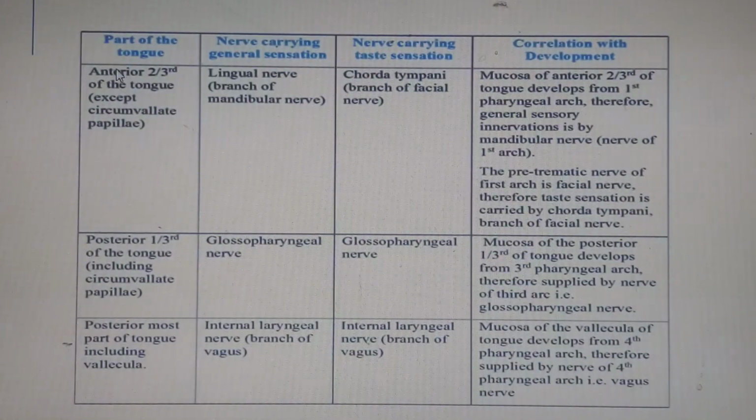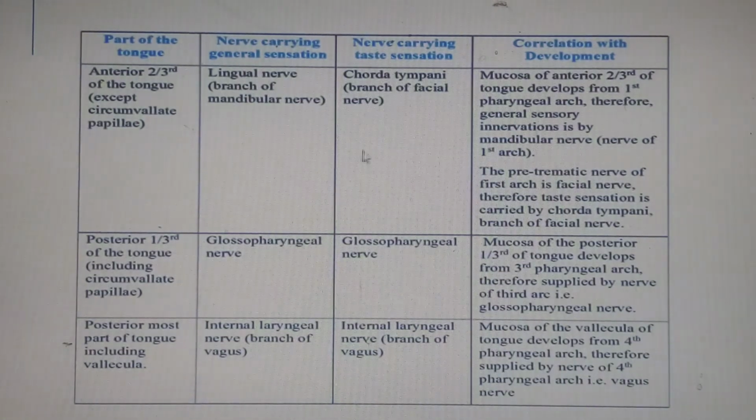We said that the anterior two thirds of the tongue, except the circumvallate papillae, will be developing from what we call the lateral lingual swellings together with the tuberculum impar in the first branchial arch. And that is why the general nerve supply will be coming from the lingual branch of the mandibular nerve, the third division of the trigeminal nerve. But special sensation will be coming from its pretrematic nerve, which is the chorda tympani branch of the facial nerve. So please, that is what I want you to actually know.